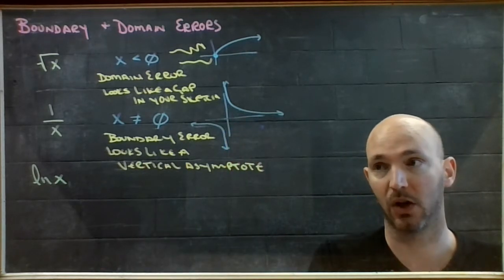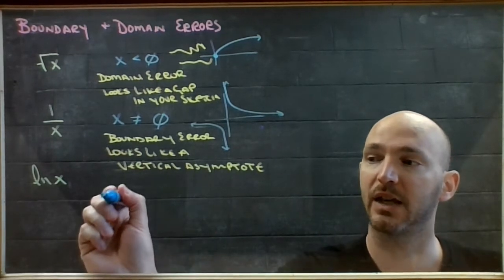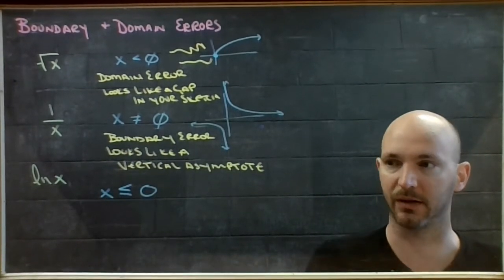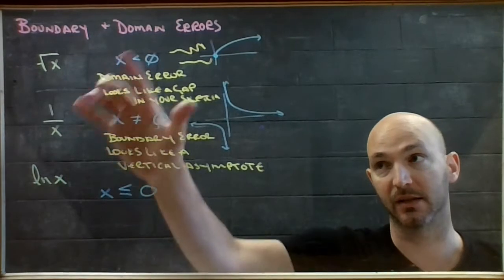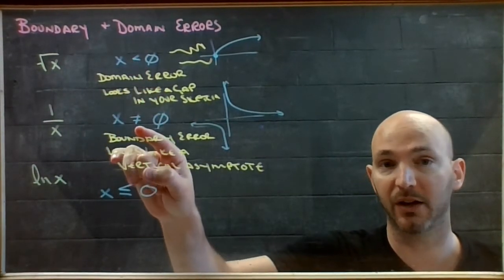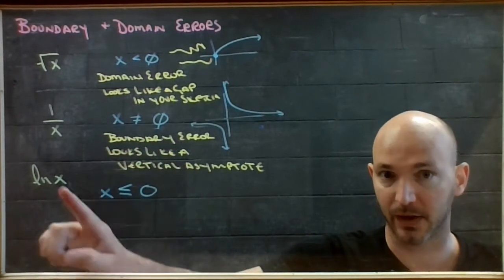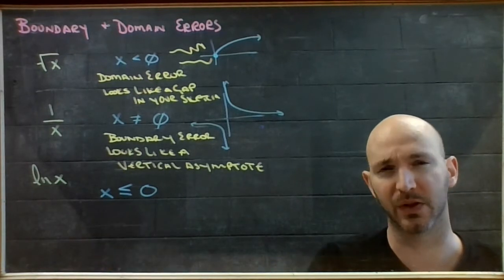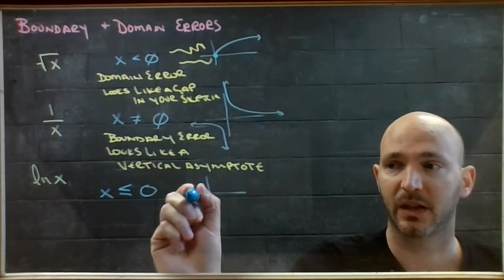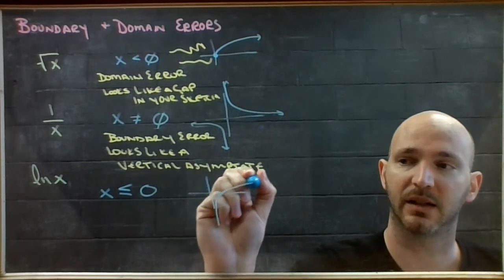A function like ln, on the other hand, ln cannot accept any x that is less than or equal to 0. Notice there's a difference there. The domain error required a less than symbol. The boundary error required a not equal symbol. And this one required a hybrid of the two. If I were to quick sketch ln for you, ln passes through 1 on the x-axis and it has its vertical asymptote here, and then it takes off like that.